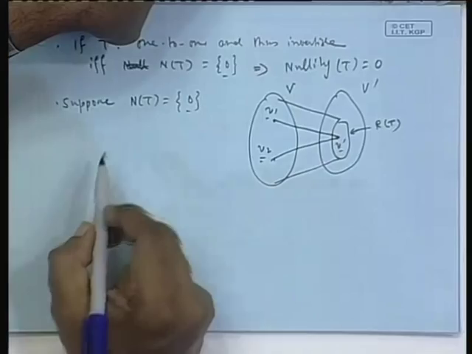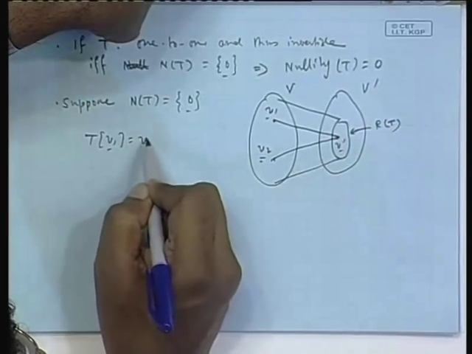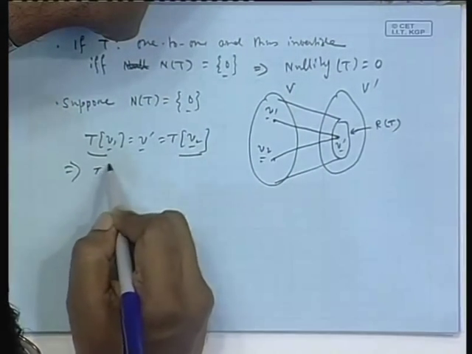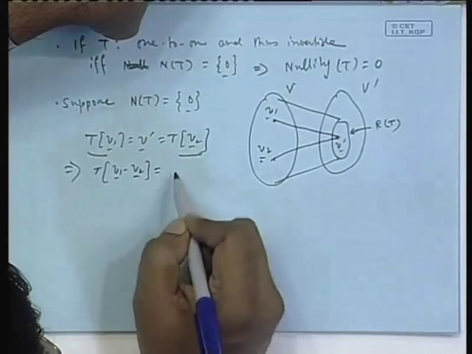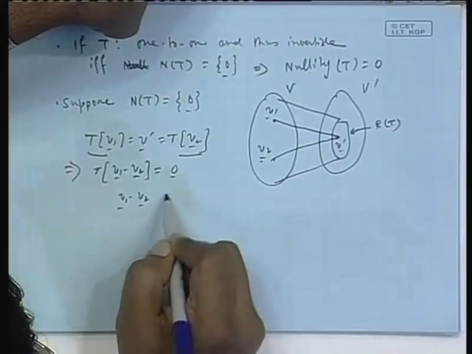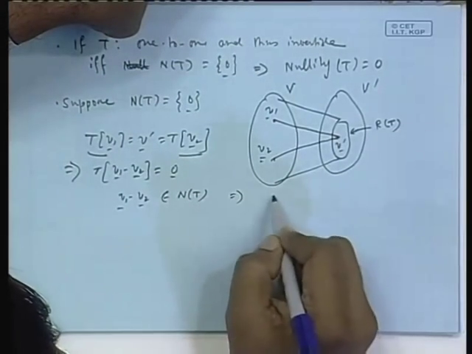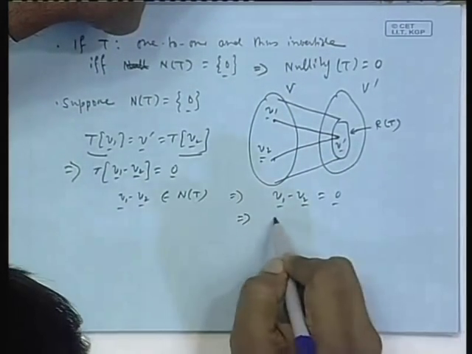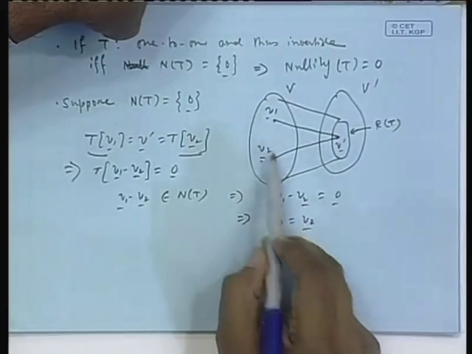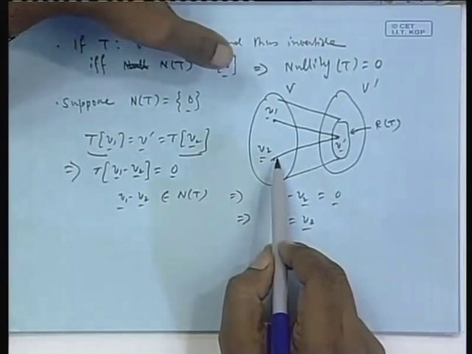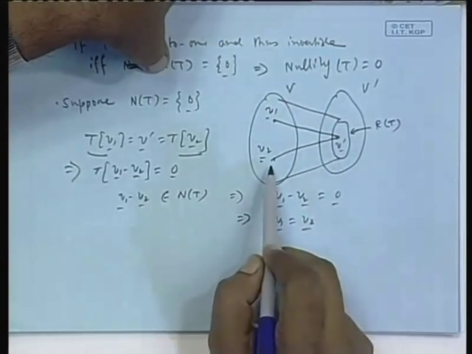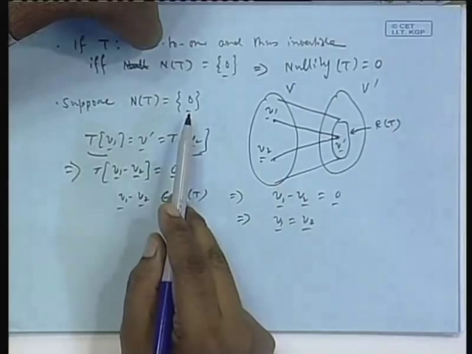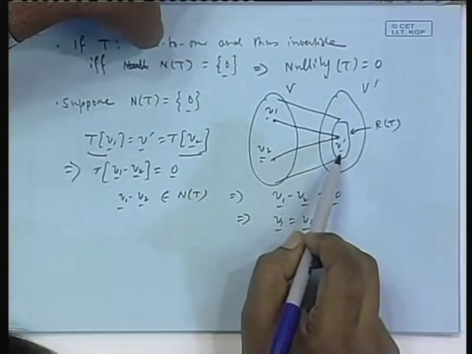Suppose we have a situation like this, that is, T v1 equal to v prime equal to T v2. That means, using linearity, T of v1 minus v2 is equal to 0, which means v1 minus v2 belongs to N(T). That means v1 minus v2 is simply the 0 vector, because N(T) consists of only the 0 vector by assumption, which means v1 has to be equal to v2. So it is not possible to have two different v1 and v2 that both map to v prime. If it be so, then v1 and v2 must be the same. So, given that the null space consists of only the 0 vector, that is nullity 0, T definitely is 1 to 1.